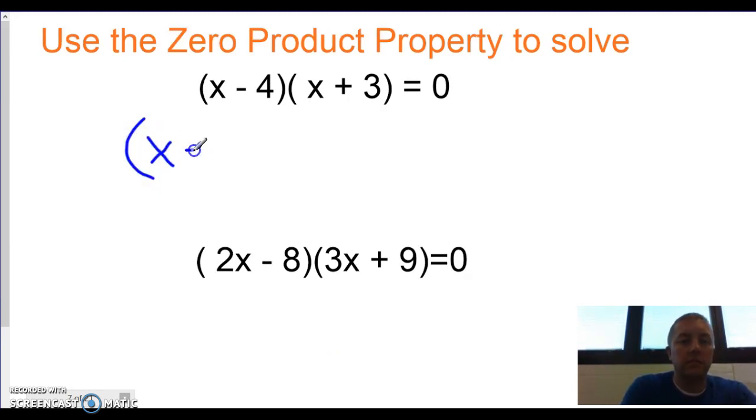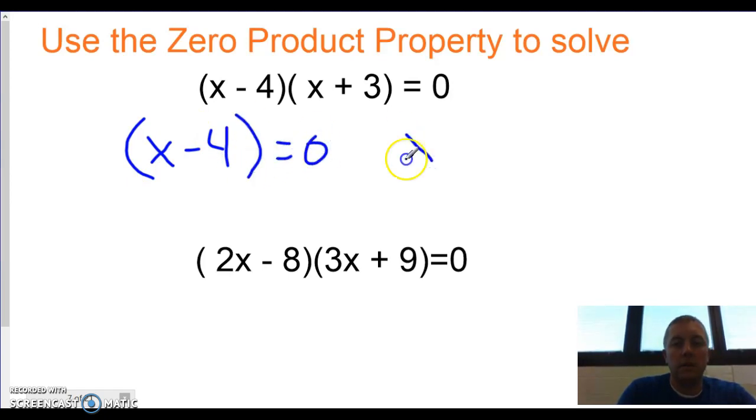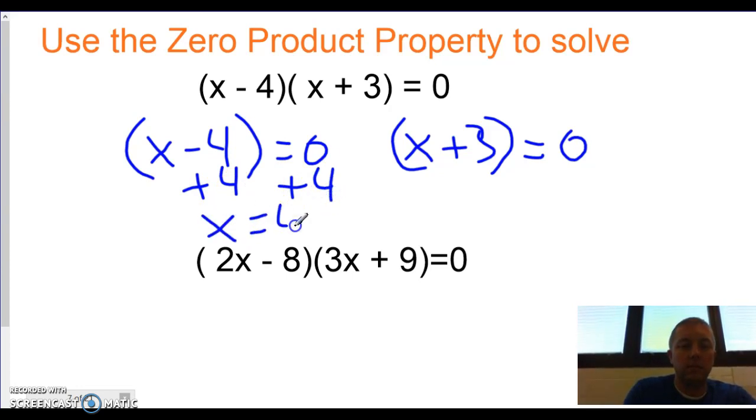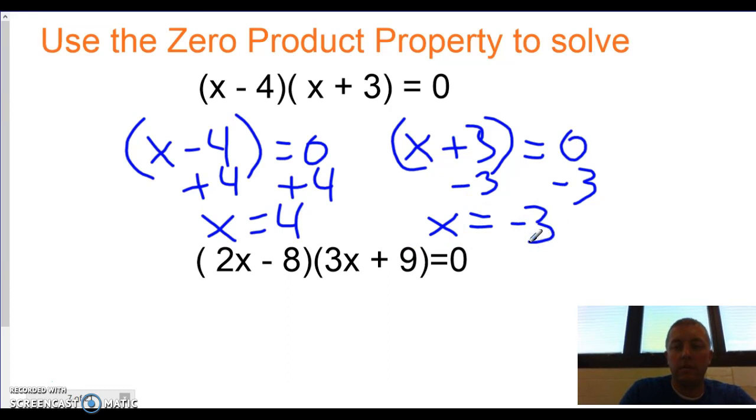Okay, so that's x minus 4 equals 0, x plus 3 equals 0. Okay, to get x by itself, we're simply going to add 4 to both sides. So x equals 4. In this case, we would subtract 3 on both sides, get x equals -3. Okay, there's our two distinct solutions.